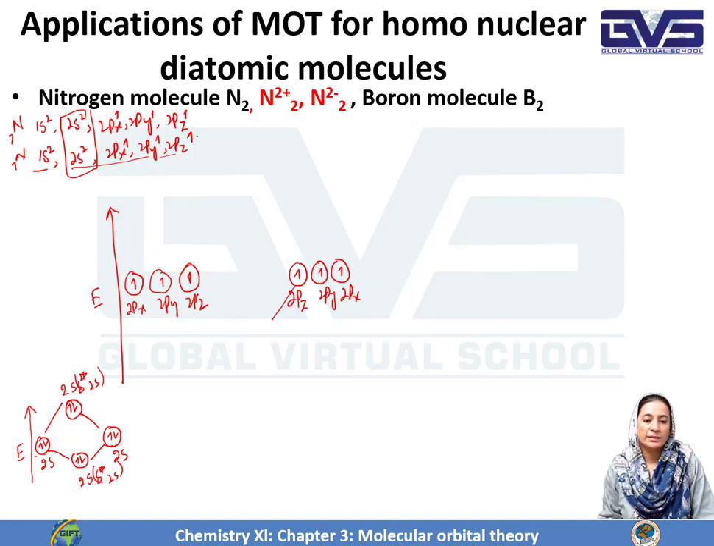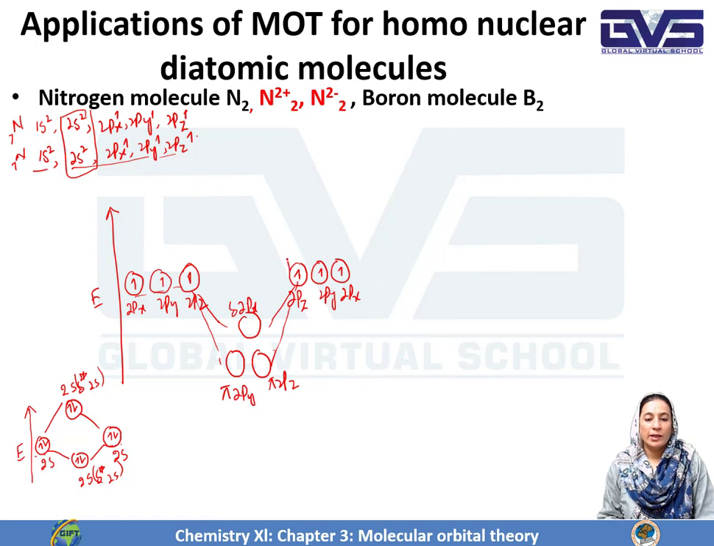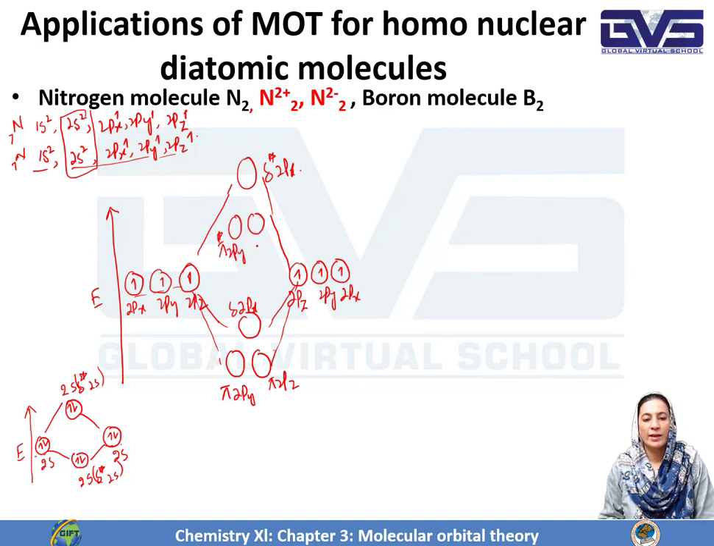So first the 2px orbitals combine to form sigma 2px, and the remaining py and pz, because they are of the same energy, will form pi 2py and pi 2pz. And half of them will be at higher energy than the parents, that is sigma star 2px and pi star 2py and pi star 2pz.